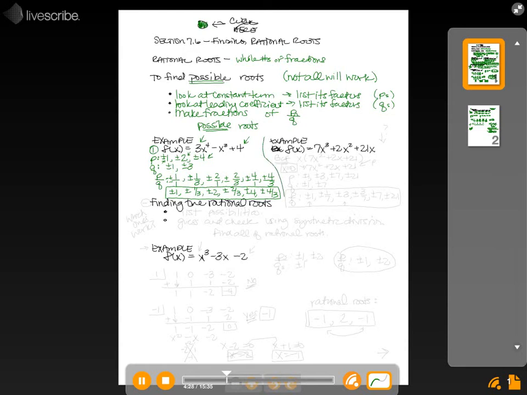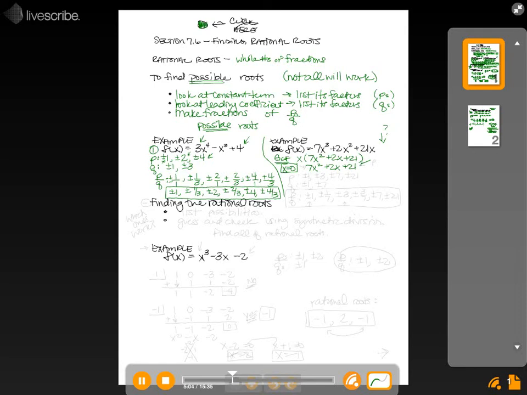I've got another example here. f of x equals 7x to the third plus 2x squared plus 21x. And there's something special about this one. Notice that there's no constant. There is, however, a greatest common factor, and we want to take that GCF out first. So we'll have x times 7x squared plus 2x plus 21. We're going to set that x equal to 0, and that's actually one of the answers. And then we have 7x squared plus 2x plus 21.